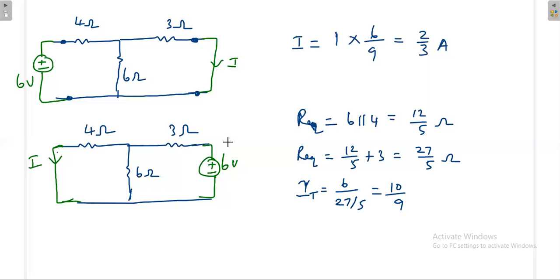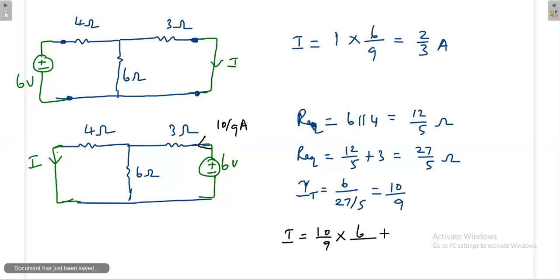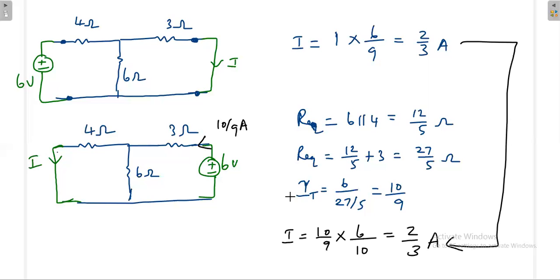Once you know how much current is going, 10 by 9 ampere, then what is this I? That I is equal to 10 divided by 9 times opposite resistance divided by total resistance. Then I comes as 2 by 3 ampere. Yes, it has to be, because in the previous case also you got 2 by 3 ampere, now also 2 by 3. That means this network is satisfying the reciprocity principle, the reciprocity theorem.